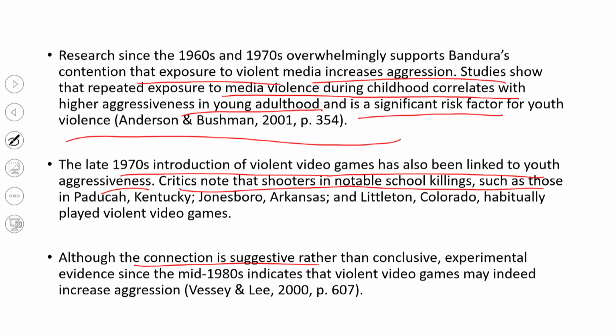Although the connection is suggestive rather than conclusive, it is not necessarily that this will happen all the time, but at least research shows that violent video games may indeed increase aggression. So, the chances of increasing these factors are much higher when they are exposed to this. So, that is something very clear in the evidence.